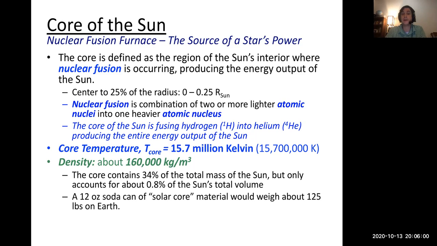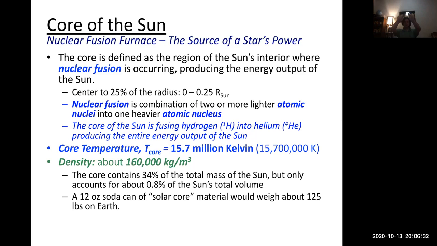And the core temperature of the sun is 15.7 million Kelvin. That's a huge temperature, 15.7 million Kelvin. If you're curious, I won't talk about the density of the other layers too much. I'll mention it here or there. You don't have to memorize the densities of these layers, but the density of the core of the sun is about 160,000 kilograms per cubic meter.